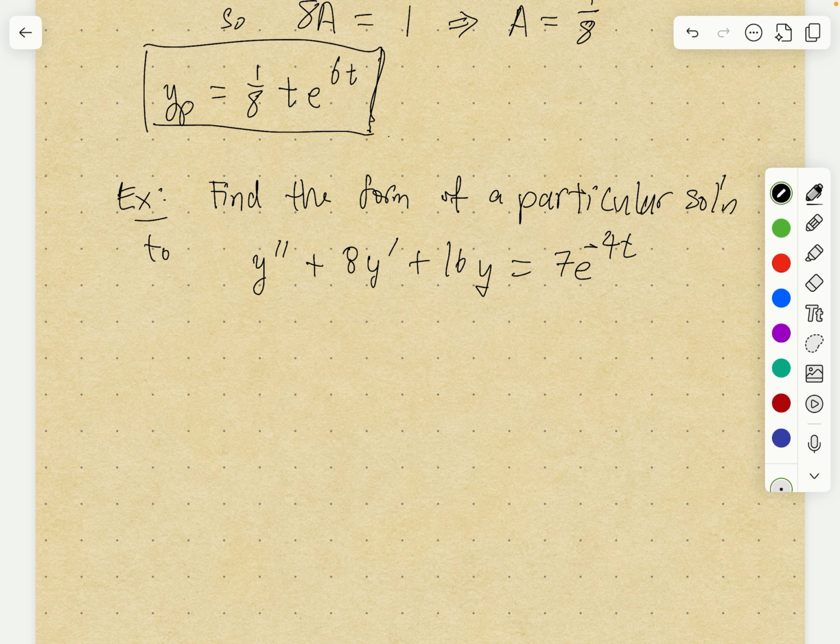So when it says find the form of a particular solution, right, that just means say what format yp is going to have. It doesn't mean solve the differential equation. Okay, it doesn't mean actually solve for your yp. You just have to say what format it has with the coefficient, but you don't necessarily need to say what the coefficient is.